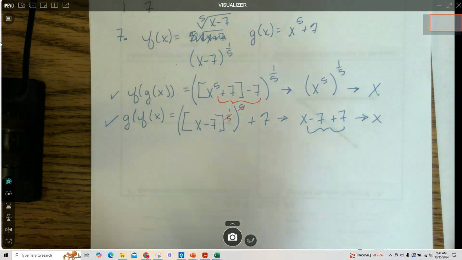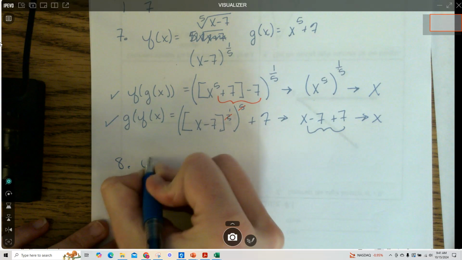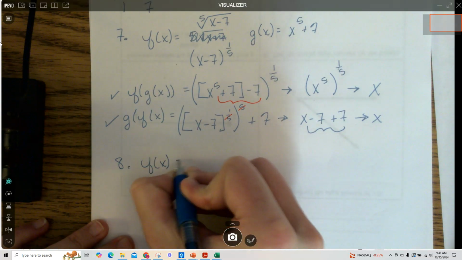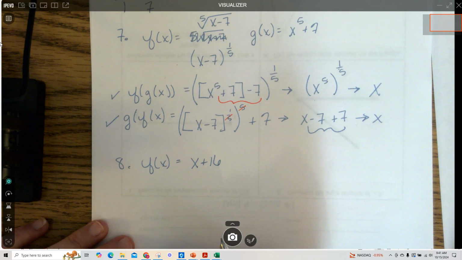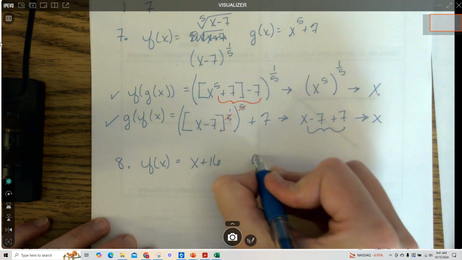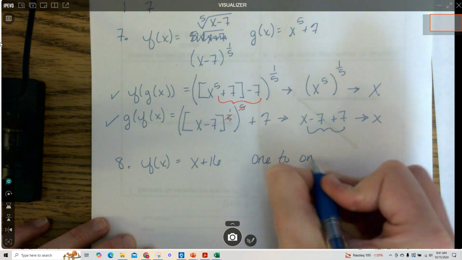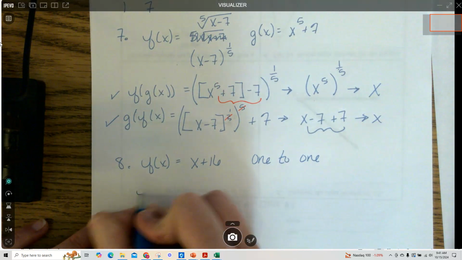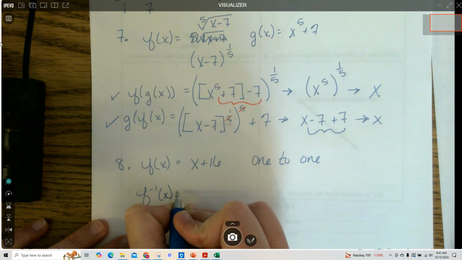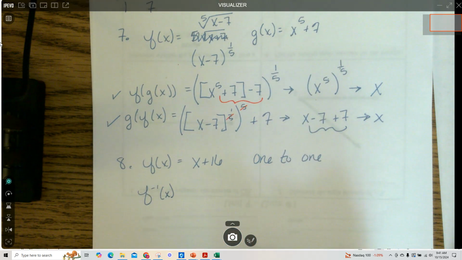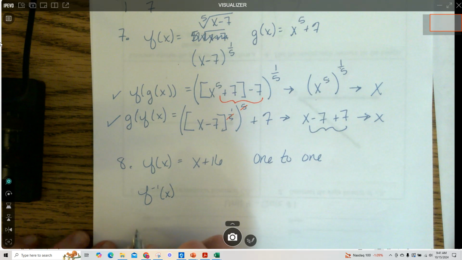The function f of x equals x plus 16 is 1 to 1. Part A, find an equation of f of negative 1 of x. So find the inverse function. In part B, verify that your equation is correct by showing that f of the inverse of f of x equals x.